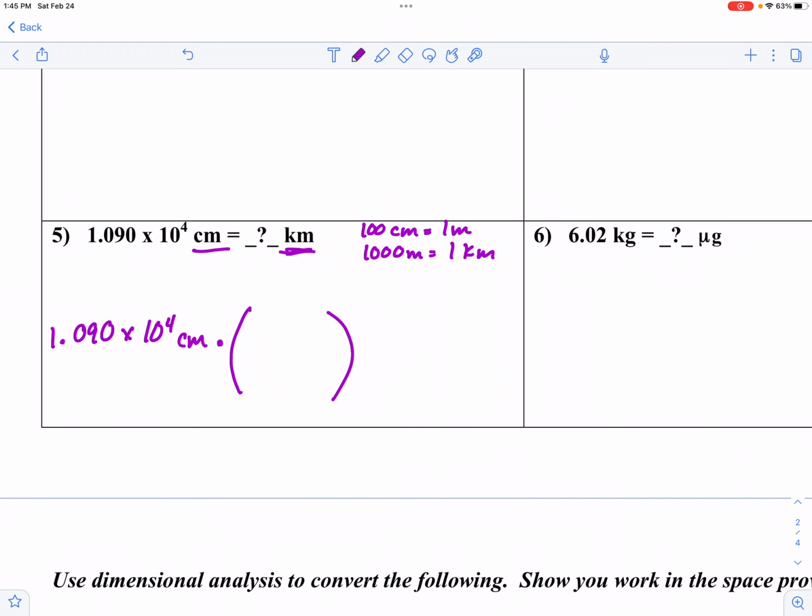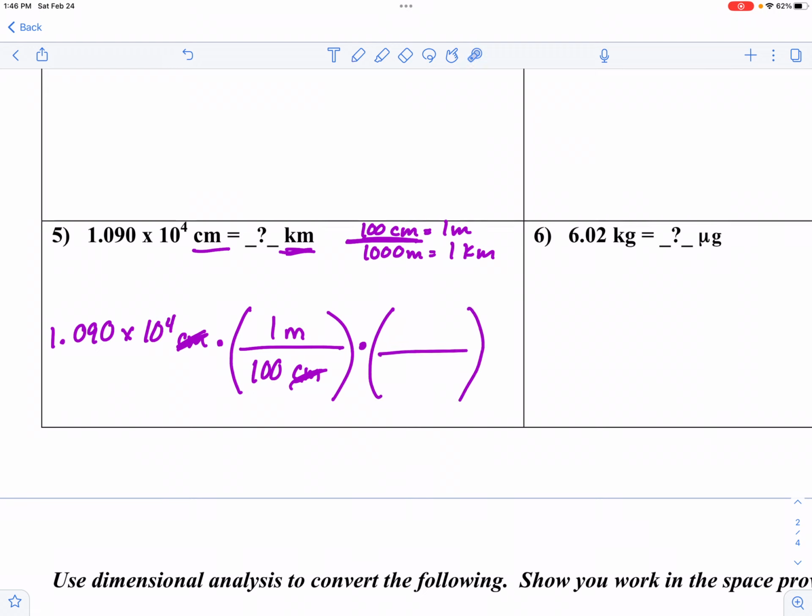So I'm going to go ahead, and I know I want to get out of centimeters, so I'm going to put centimeters on the bottom. So it's the 100 centimeters part that has to go on the bottom. So 100 centimeters is 1 meter. That's going to make sure that my centimeters cancel. And then mathematically, when I do this math, this number times 1 divided by 100, that answer would technically put me into meters. But I don't want to be in meters, so I'm going to do one more step.